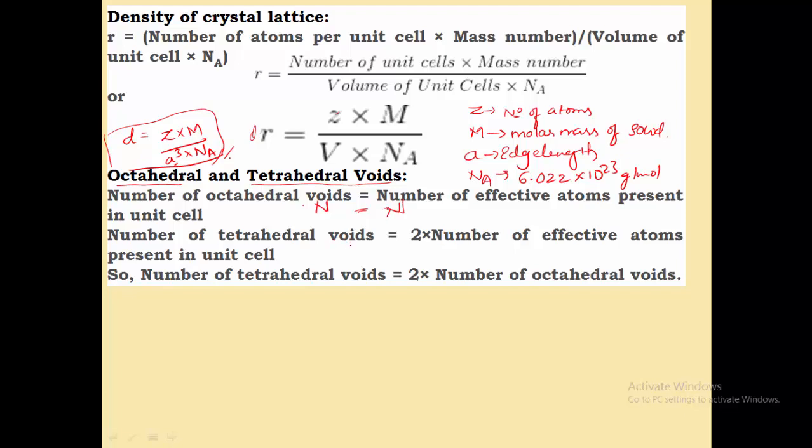So if they want to find how many tetrahedral voids are formed, then the number of tetrahedral voids is twice the number of atoms, that is 2N. So the number of octahedral voids is N and the number of tetrahedral voids is equal to 2N. If 10 particles are present, the number of octahedral voids formed is 10 and the number of tetrahedral voids formed is 20. So it is twice the number of particles in case of tetrahedral voids.